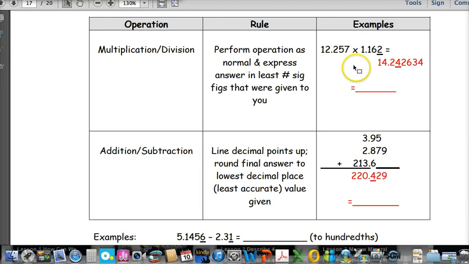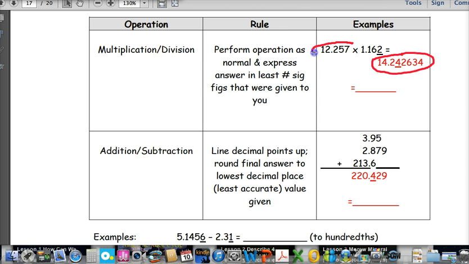If you take a look at the multiplication one, here's what we're doing. We're taking 12.257 times 1.162. Here's the number that you get when you put it in the calculator, 14.242634. Do I need to put down all of those numbers? Well, here's the rule when you're multiplying and dividing. The rule is based on how many significant figures you have in the numbers that you're multiplying.